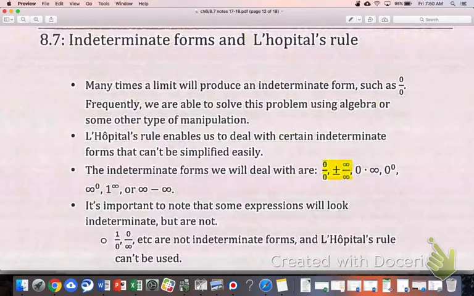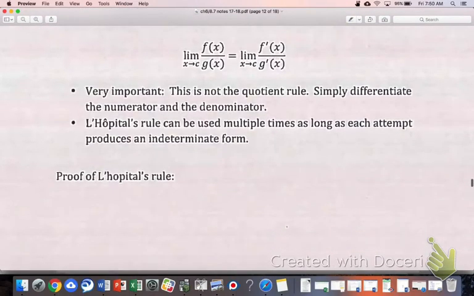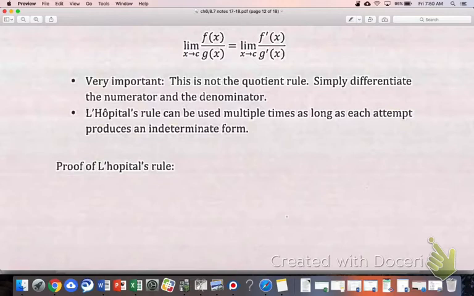Let's look at a proof here to go along with this. So this is L'Hopital's rule right here. If you are looking at some limit like this, and that limit leads you directly, or indirectly perhaps, to 0 over 0, or infinity over infinity, then what you can do is apply the exact same limit, in this case x goes to c, of the derivative of f over the derivative of g.